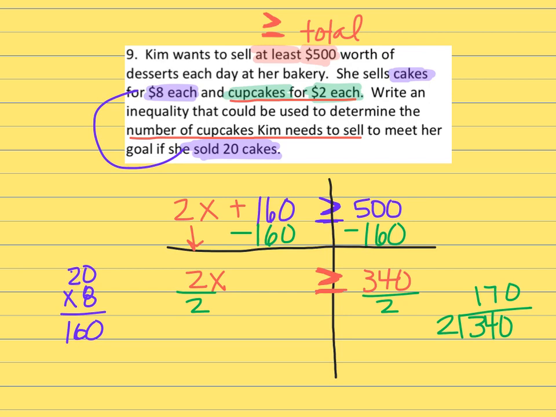So my final answer, the way I would write it, is x is greater than or equal to 170. And that is cupcakes if you're needing to put a label on it. She has to sell more than or equal to 170 cupcakes to meet her goal.